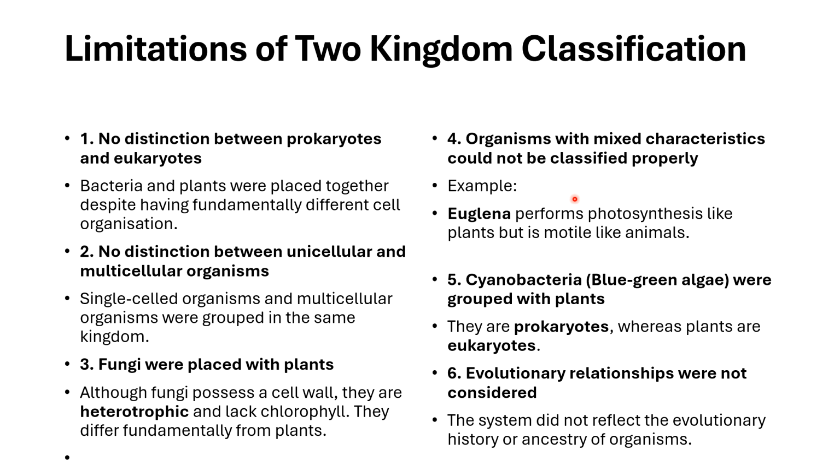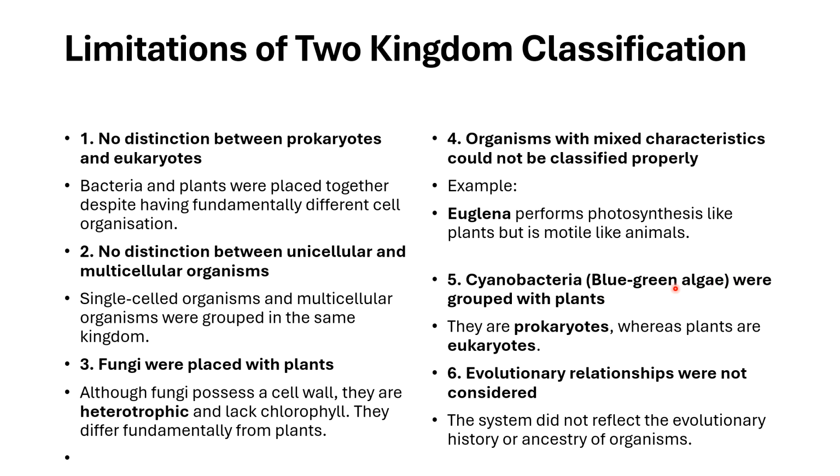So that is an animal-like characteristic. Again, it has a flagella and it can move. Again, motility is a characteristic which is for the animals. So which category should you put Euglena in, plants or animals? That is very confusing. Fifth point is about cyanobacteria, which is otherwise called blue-green algae.